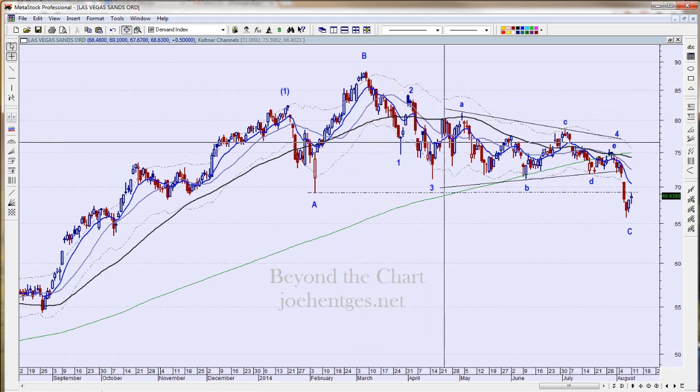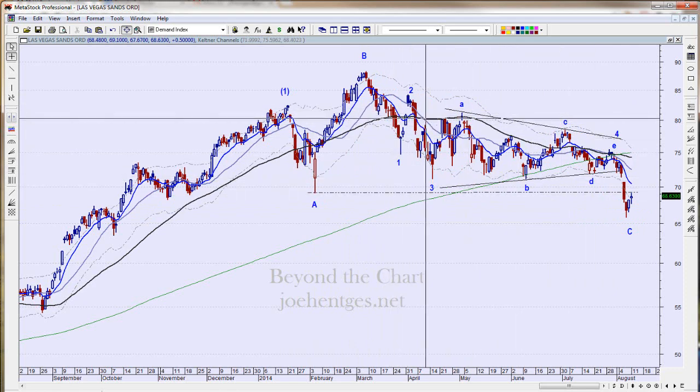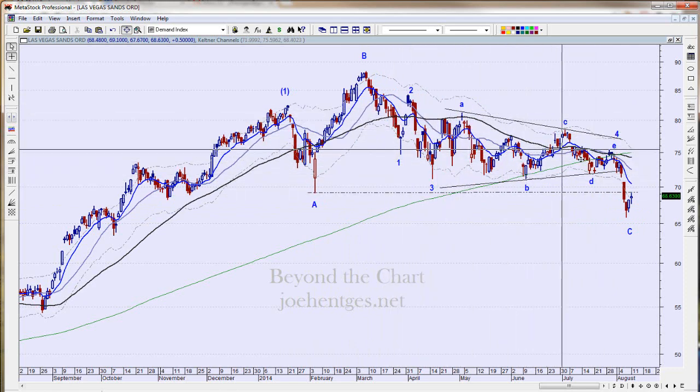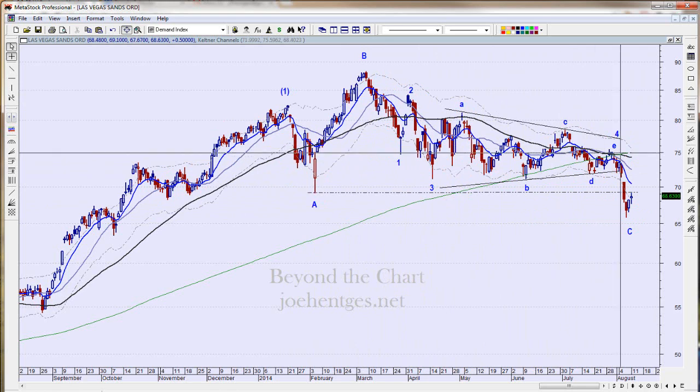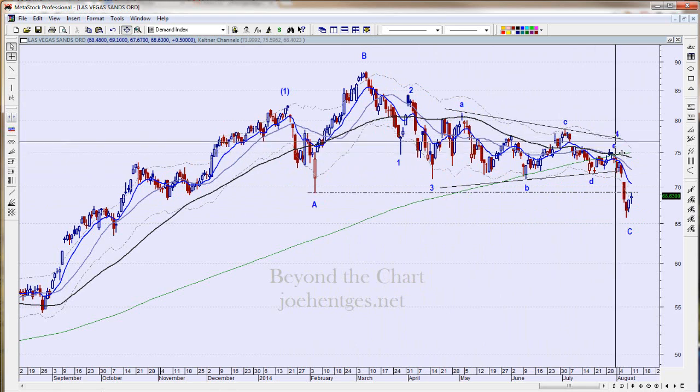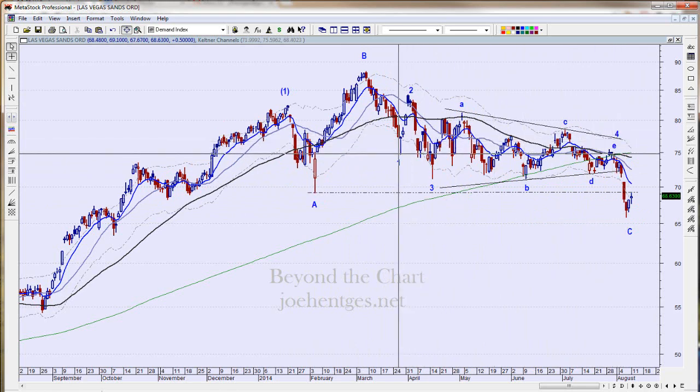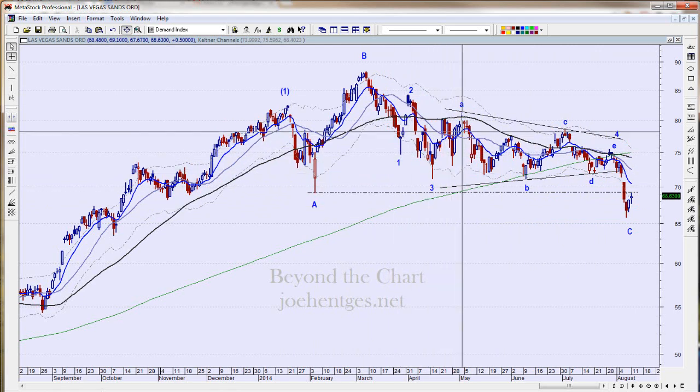So now we have a C wave, of which you're trying to figure out. It got kind of messy in here. This looks like a triangle, which is usually a 4th wave. That's why I labeled 4 right above this E here. And I've got 1, 2, 3, and then 4.